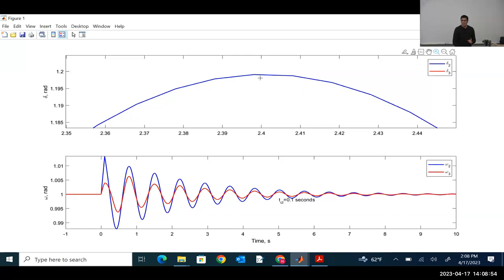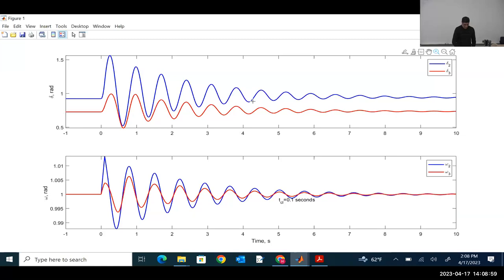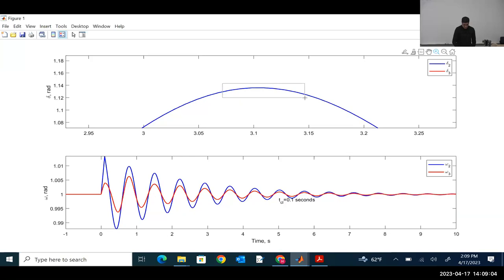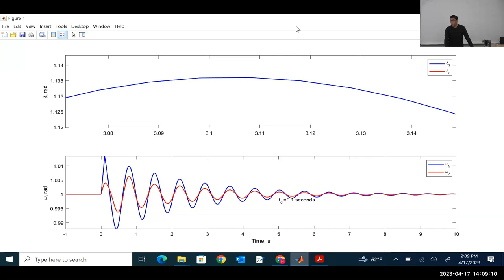This is 2.4 seconds. And this is 2.4 seconds. How much do you have here? Let's make it approximated, 3.1. So what is the period? 0.7. And that is very close to what we determined. What we determined then was this calculation.